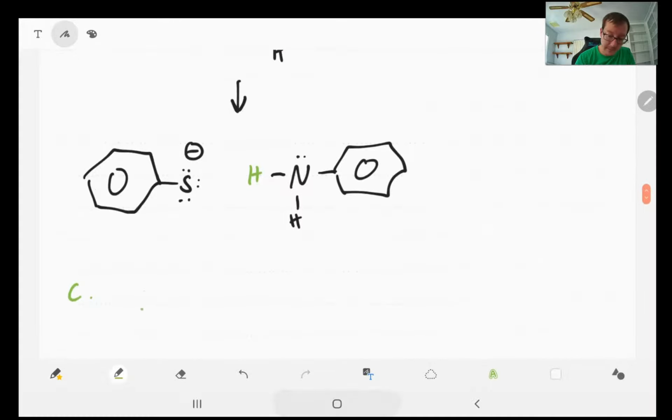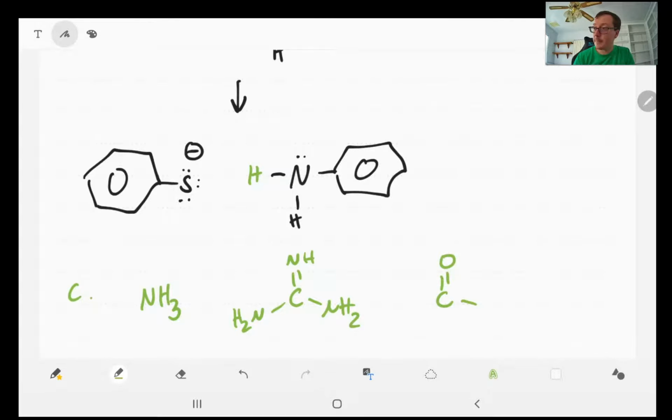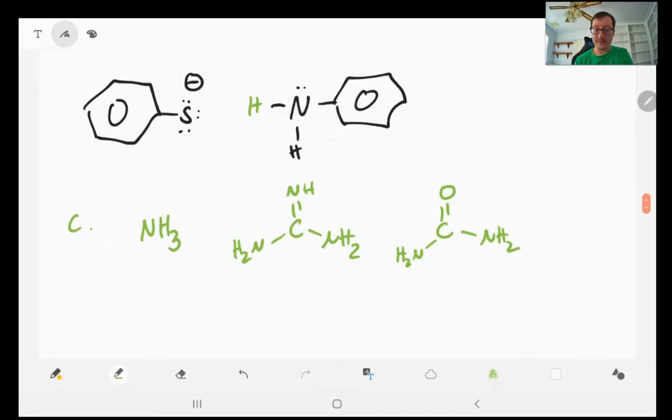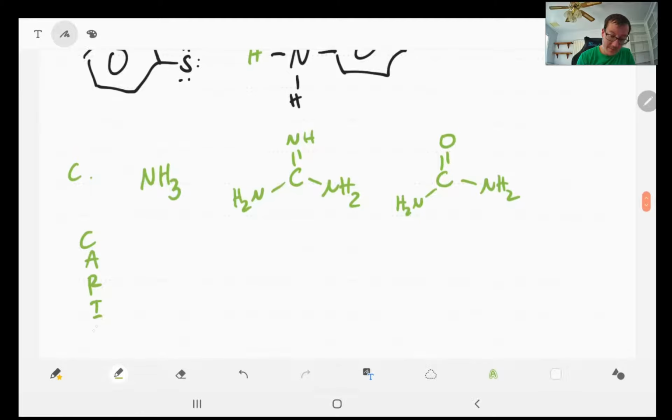Okay, so we've got ammonia. I'm going to draw this just a little bit differently because why would we ever draw it that way? And then we have C double bond O, NH2. With these, we have a couple things to look at here. If we look at our CARIO, this is, in my opinion, probably the most difficult of the ones that are given to us here. We'll go through it.